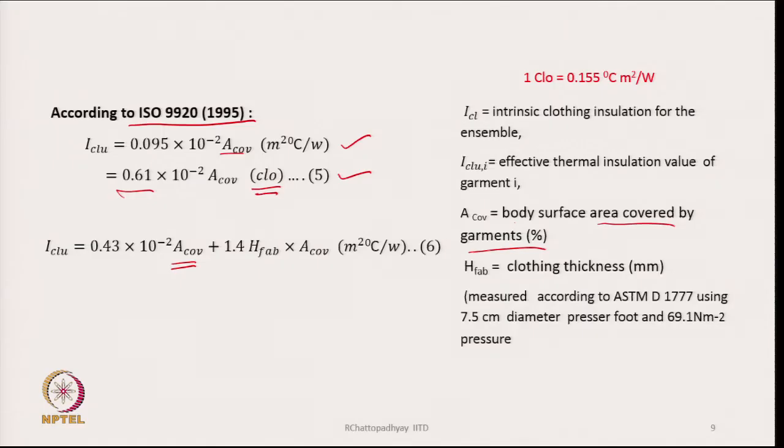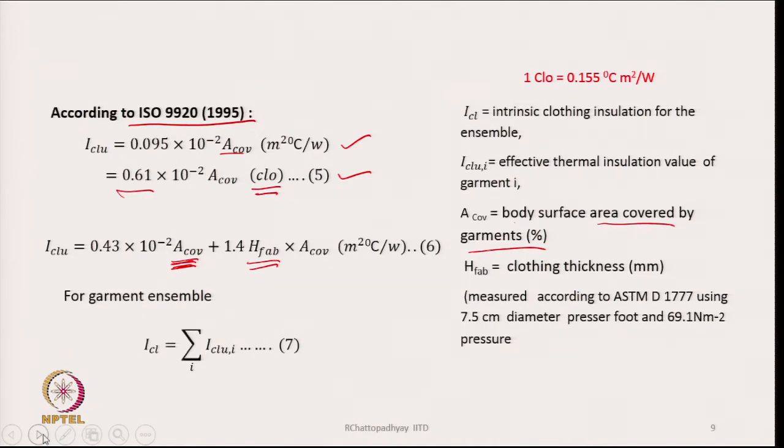The next equation 6 says that it takes into account both the percentage area covered, A cover, and also it takes care of the thickness of the fabric. See the previous equation 5, here the fabric thickness does not play any role in deciding the clothing resistance. So, this has been taken care of by the next equations, where the thickness value of the clothing has also been taken care of. These are the empirical equations that people have found out, and they are also used to find out an initial estimate of the resistance value of a clothing without doing the real measurement.